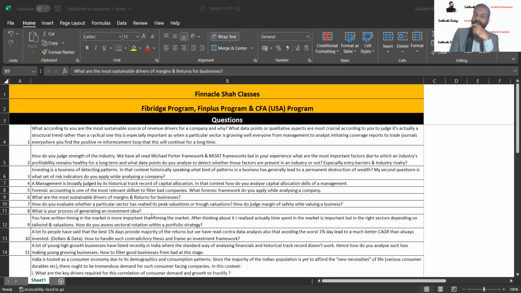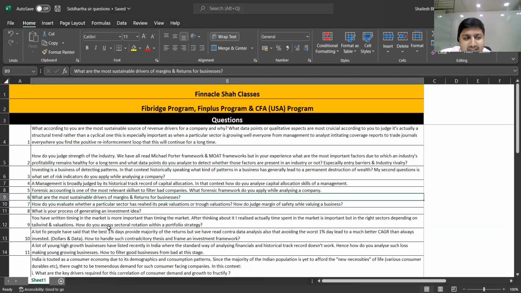Got it, sir. Thank you so much for that, sir. It really makes sense. The next one is more on the valuations front. How do you go about finding out whether a sector has actually peaked out in terms of valuations, or has probably gone through the trough and is at the bottom of the valuations? How do you find the right answer to that?